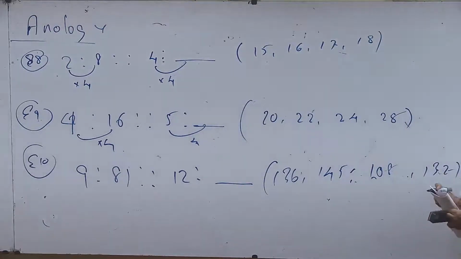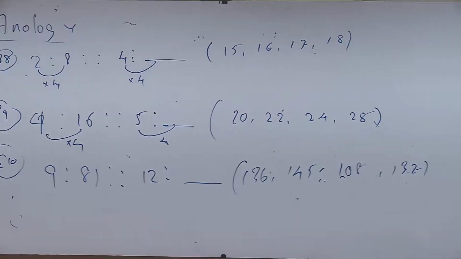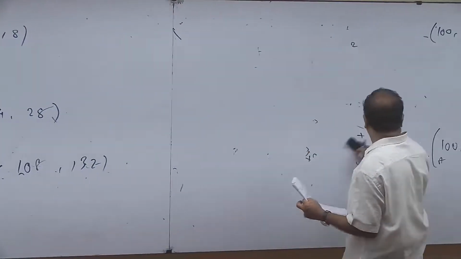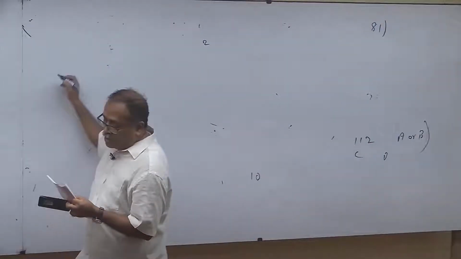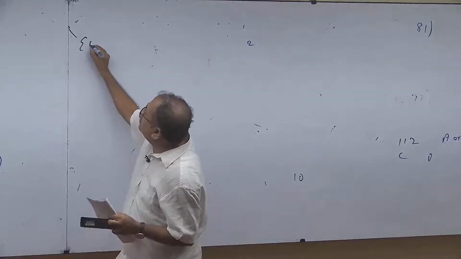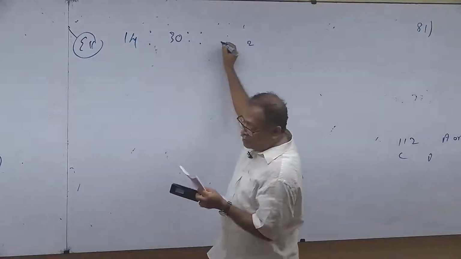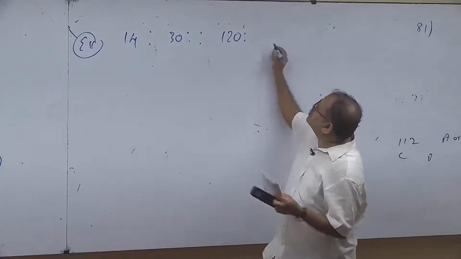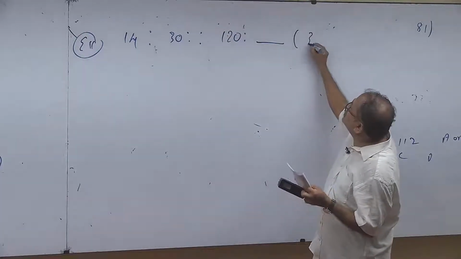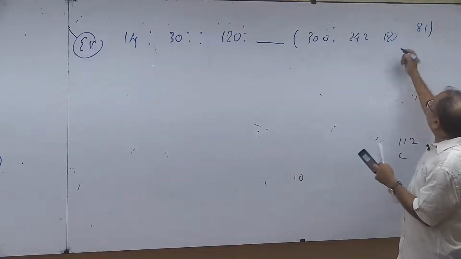Okay. Now let me take another question. These all are only basic or the sample questions, I may call it, and that's example 11. And if 14 is written as 30, then 120 will be written as, and then this is 300, 242, 180 and 240.